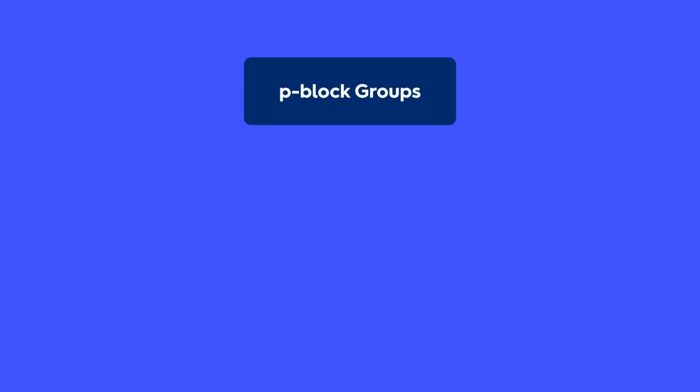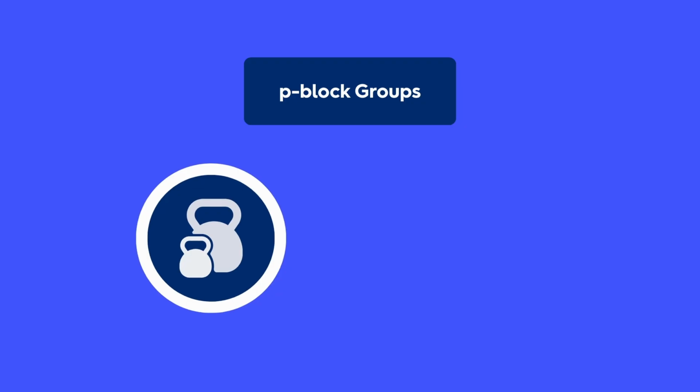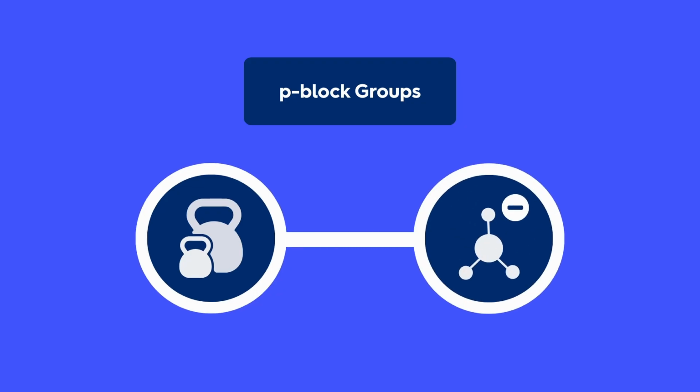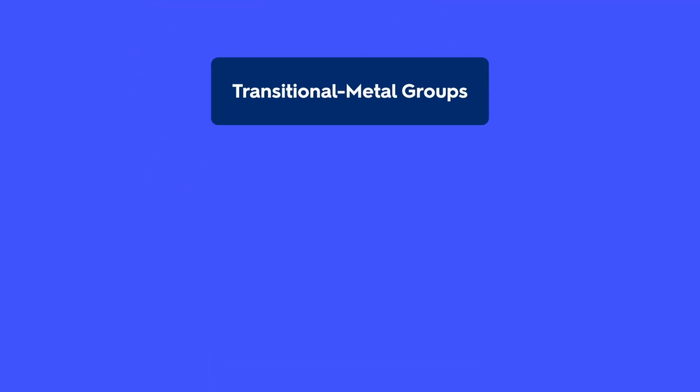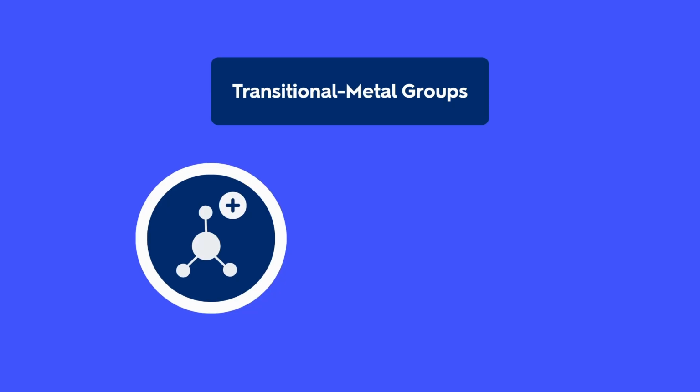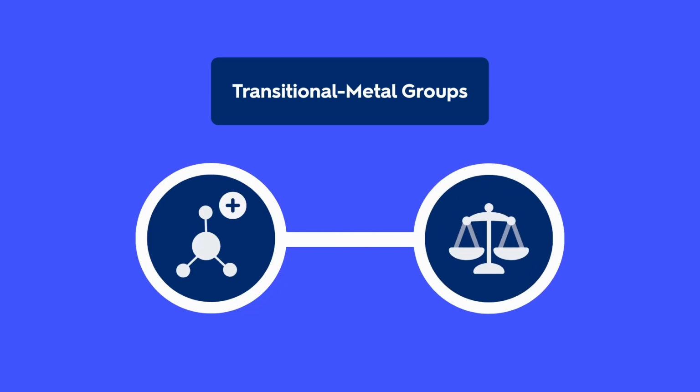And there's a deeper difference in stability trends. In some P-block groups, heavier elements prefer lower oxidation states because the outer s pair tends to stay inert, which is called the inert pair effect. But in many transition metal groups, higher oxidation states can become more stable as you go down the group.